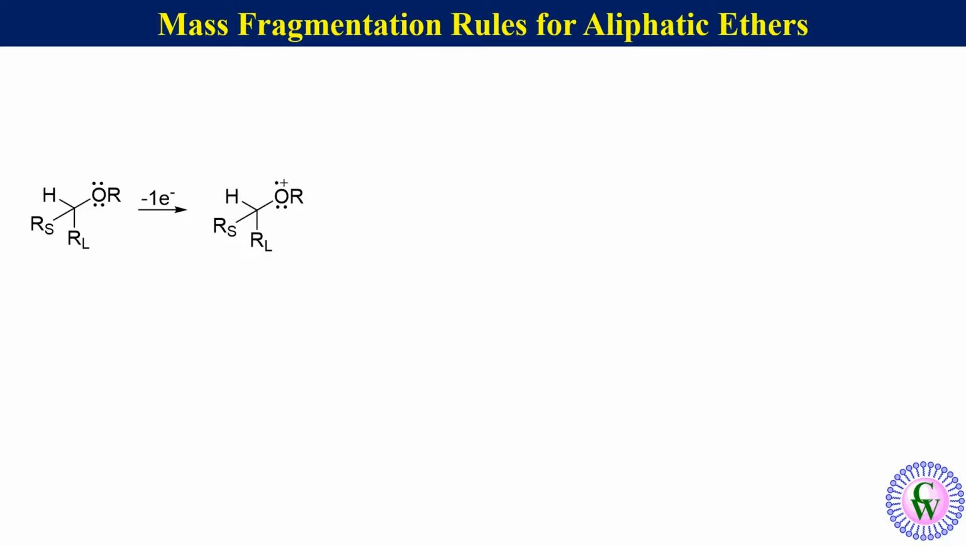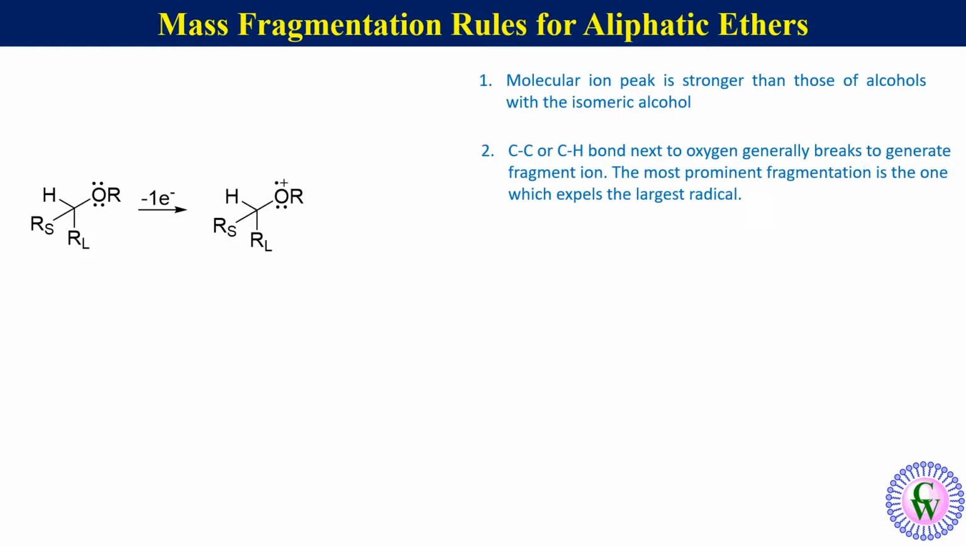Rule 1 states that molecular ion peak is stronger than those of isomeric alcohol. Rule 2 is regarding fragmentation of molecular ion. CC or CH bond next to oxygen generally breaks to generate fragment ion.